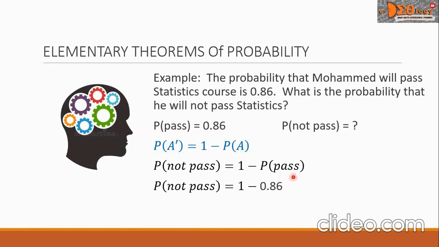And we substitute the value, the 0.86, in the probability of passing. And let us simplify 1 minus 0.86. This is equal to 0.14. This is the probability of not passing. This is our final answer.